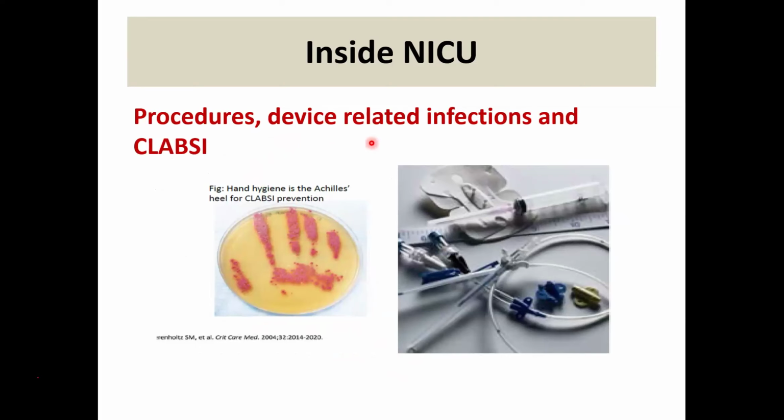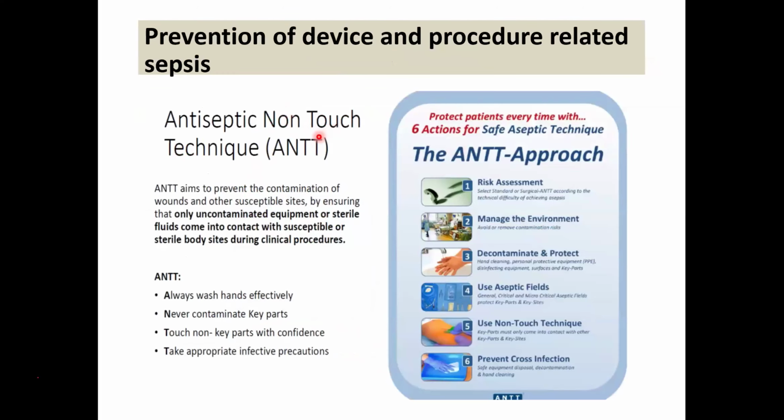And the most important thing, procedures are one of the major sources of infection. Lines and tubes, we have to take care, right? So there is something called ANTT, or aseptic non-touch technique, right? ANTT means whenever you do a sterile procedure, you do not come into contact with the sterile field in a non-aseptic manner, right? So wash hands effectively. Do not contaminate key parts, right? For example, if you are going to put an umbilical venous catheter, do not touch the tip of the catheter or the hub of the catheter without wearing gloves, right?